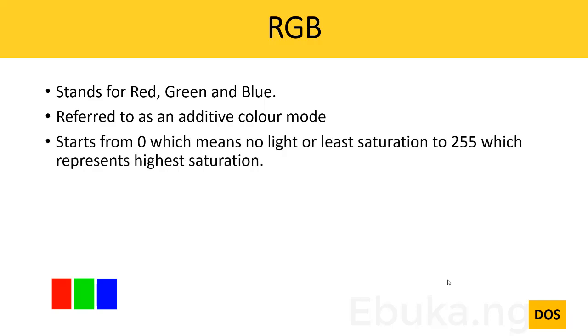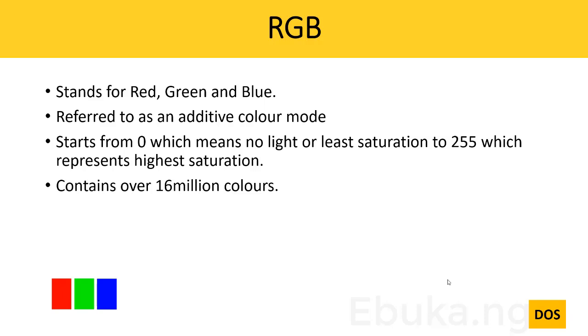Now it starts from 0, which means no light or least saturation, to 255, which represents the highest saturation. So no light at all, which is black, is 0, while the highest saturation of RGB is 255. RGB contains over 16 million colors.